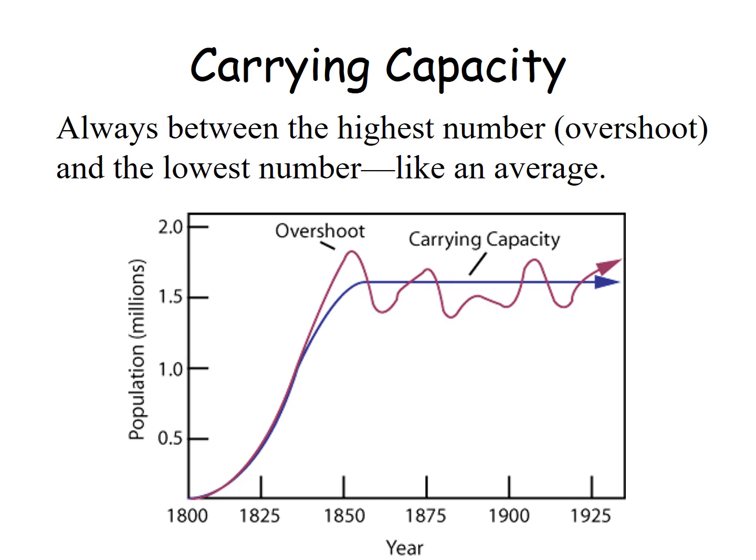Carrying capacity is like the average that the population is going to be based on the limiting factors that are there. The carrying capacity will never be at the very highest number, and it will never be at the very lowest number on your graph.